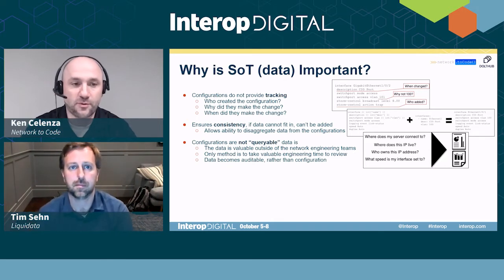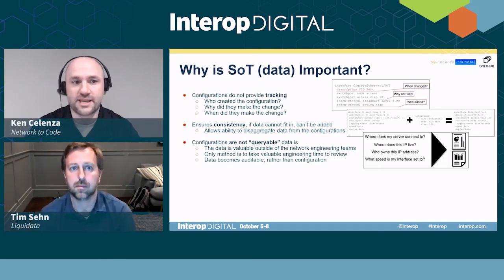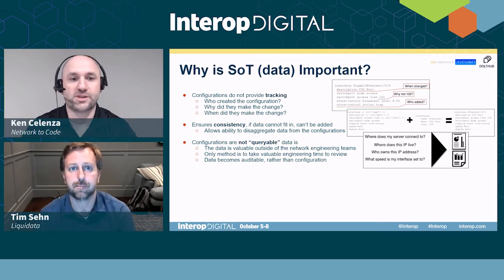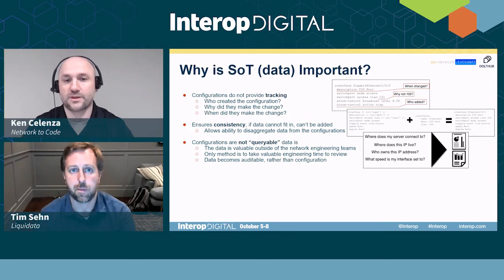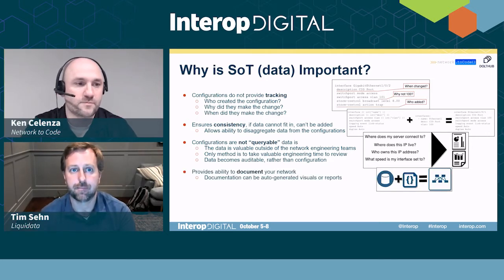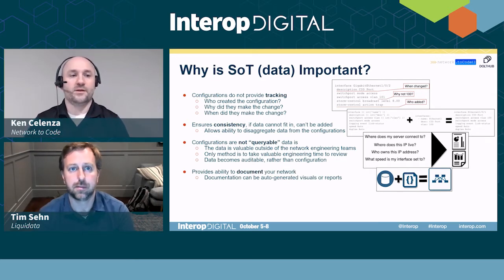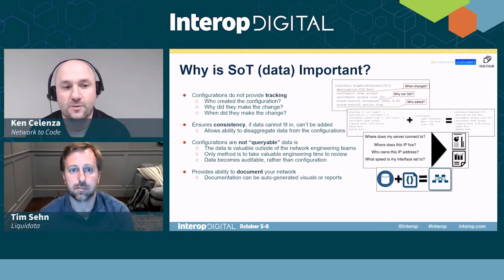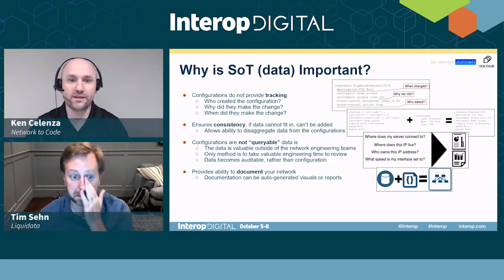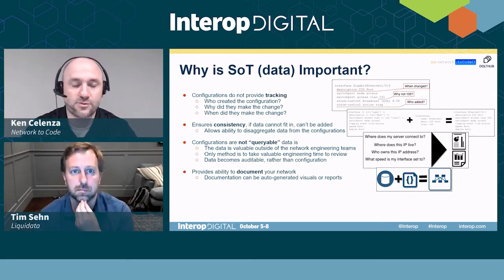Configurations are not queryable. Even YAML, the newer generation of infrastructure as code, is not queryable. And that data is very valuable for various reasons, to answer questions like, where does my server connect to? Where does this IP address live? Who owns this IP address? And so forth. Data gives you the ability to document your network, provide reports on your network, auto-generate visualizations, and so forth. It's quite a powerful tool once you get to that point.